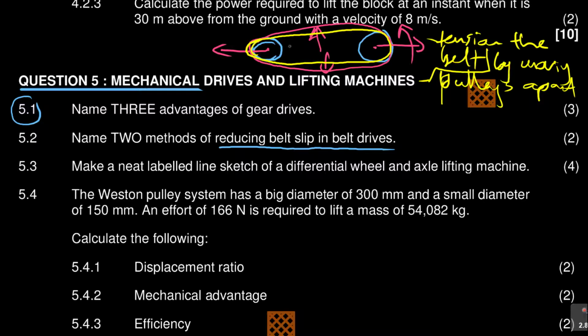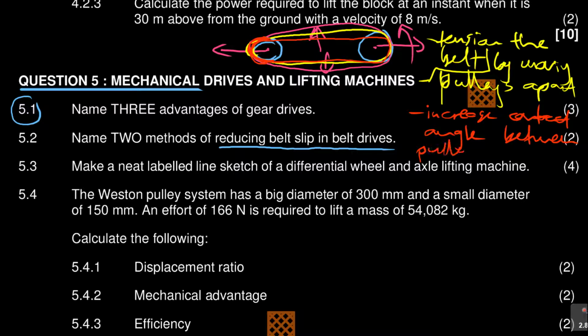Number 2, how can you reduce the belt slip in belt drives? You can increase this contact. Let me show you here. There is this angle of contact between the pulley and the belt, where the pulley is in contact with the belt. If you increase it, see that? Like this, there is no slip. So secondly, you can increase the contact angle, or angle of contact, between pulley and belt. But the key words there: increase angle of contact.